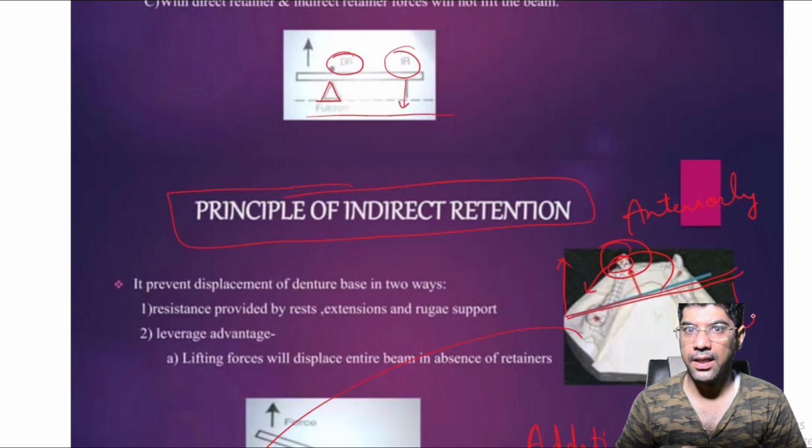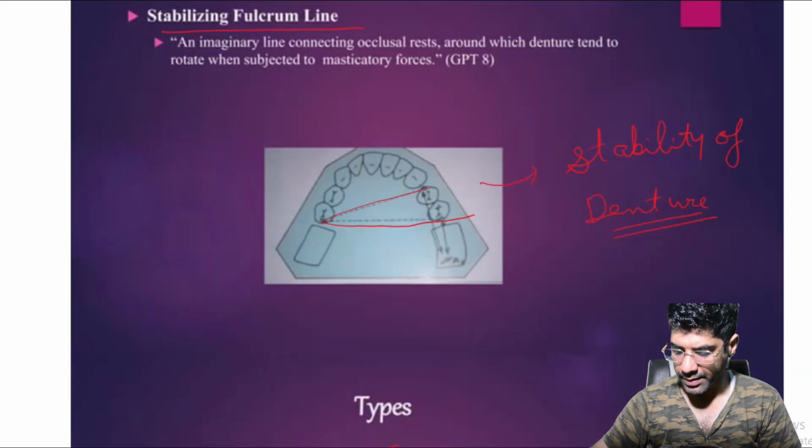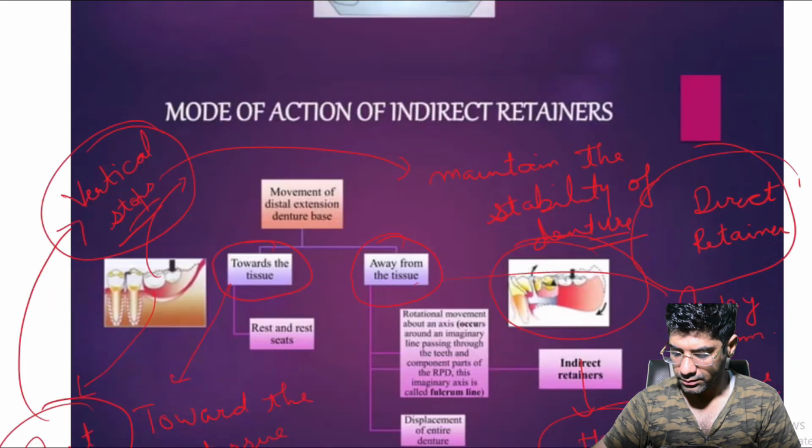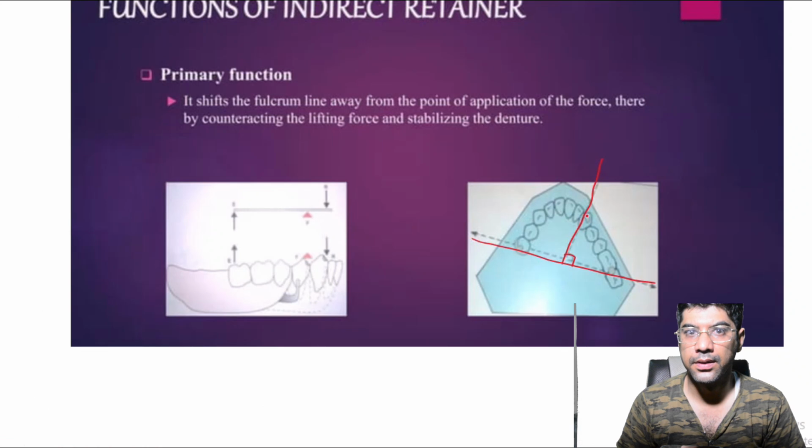Now, location relative to the fulcrum line. Ideally, the indirect retainer should be placed perpendicular to the midpoint of the fulcrum line. So it should be placed perpendicular to this fulcrum line. Then rigidity: the connector supporting the indirect retainer must be rigid. A flexible connector can reduce its effectiveness. The indirect retainer should be placed on a strong, well-defined rest seat. Avoid using weak or inclined teeth.